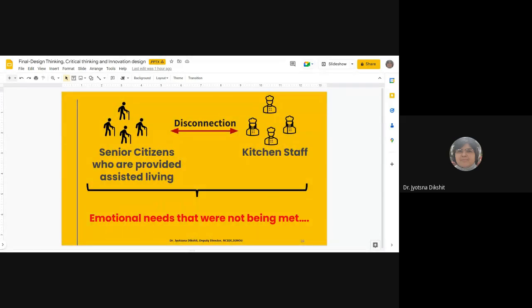So basically, after in-depth interviews, observations, and the journey mapping which the agency had done, some of the findings came out, the most important one being that there was a total disconnect between the senior citizens and the kitchen staff. And there were a lot of emotional needs which were not met.